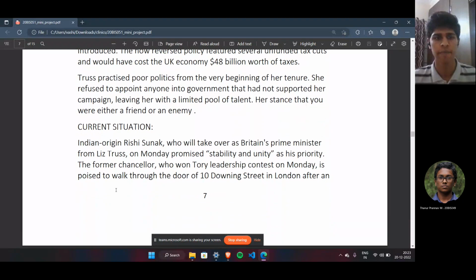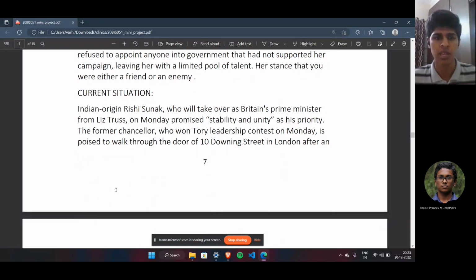So, what's the current situation? Rishi Sunak, who will take over as Britain's Prime Minister from Liz Truss on Monday, promised stability and unity as his priority. The former Chancellor, who won the Tory leadership contest on Monday, is poised to walk through the door of 10 Downing Street in London after an audience with King Charles III in Buckingham Palace.